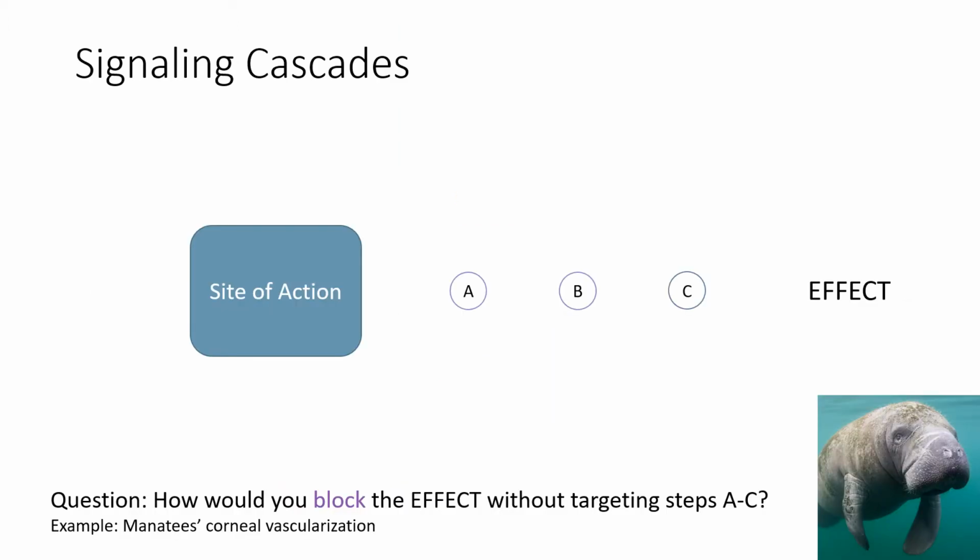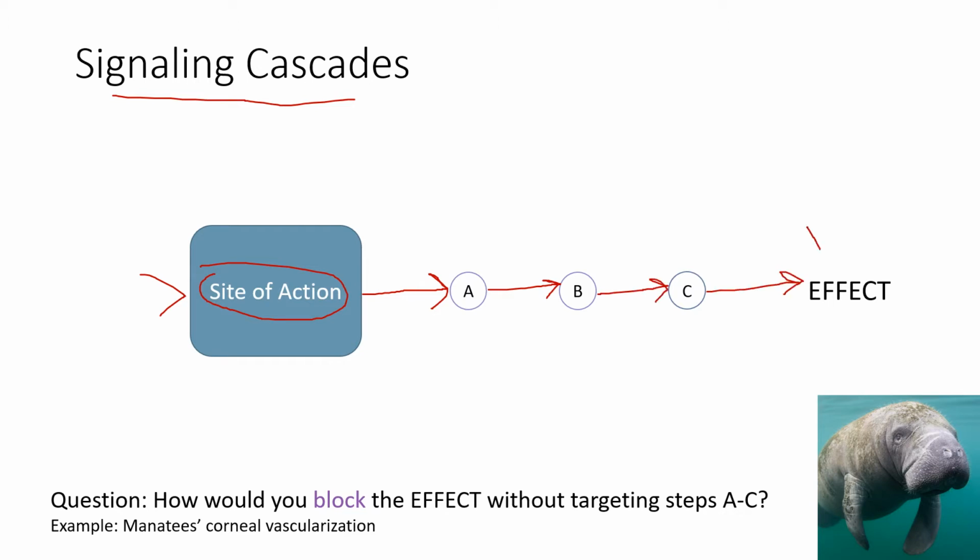And so when you do have a ligand or a bioactive agent that is an agonist and it binds to a receptor at the site of action, what is sometimes the desired effect is a signaling cascade, where the activation of the site of action triggers a result in A, which also triggers B, which also triggers C, which then leads to what we defined as the effect to be activated. However, if you wanted to block the effect without targeting steps A through C, how could this be done?